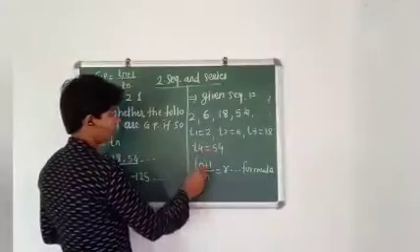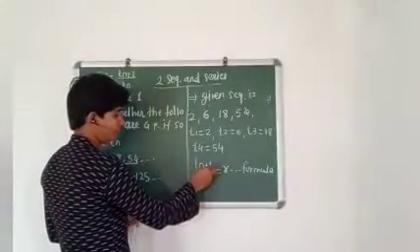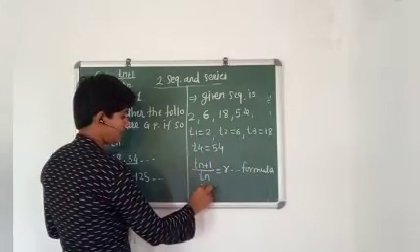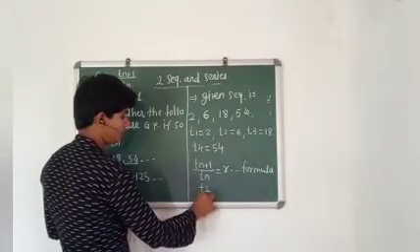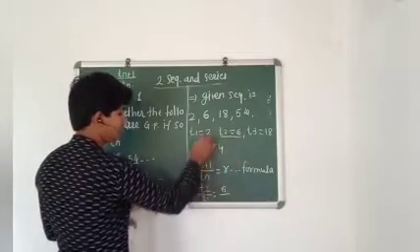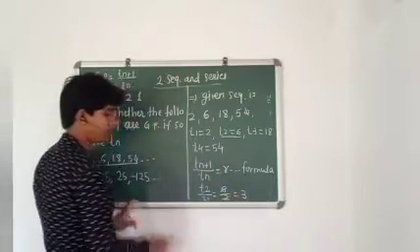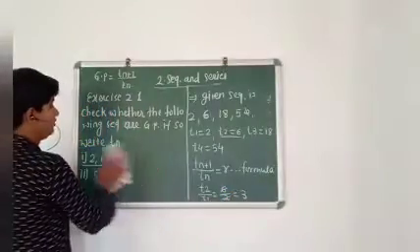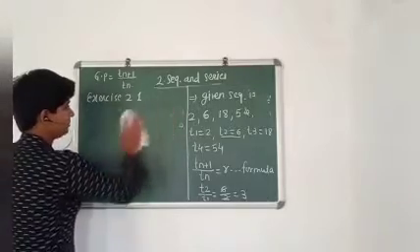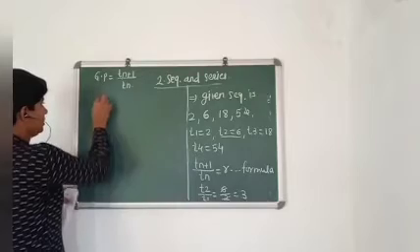So first check. If we substitute the value of n as 1, then 1 plus 1 means 2, that is T2 upon T1. Substitute the value of T2 is 6 upon T1 is 2, then we get 3. That is, the ratio of the two consecutive terms is 3. So R is equal to 3.